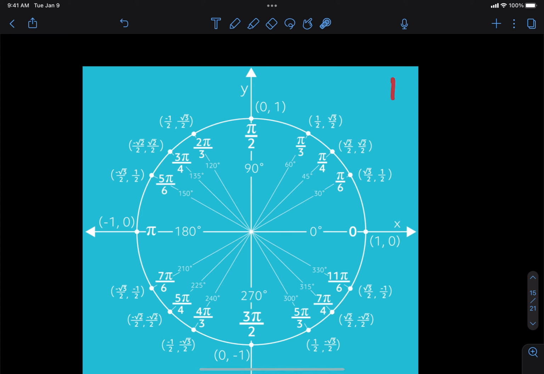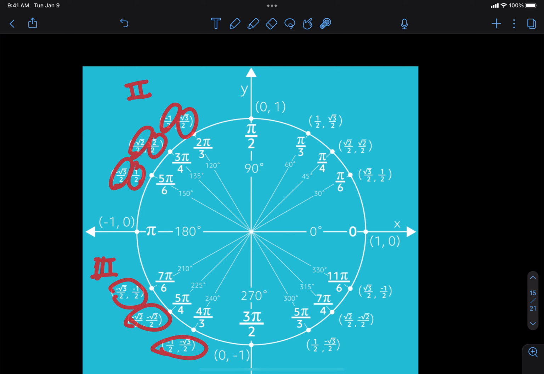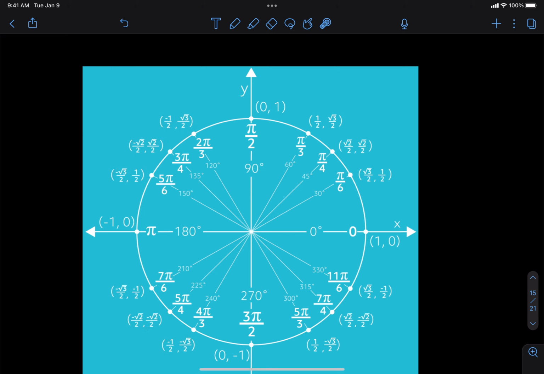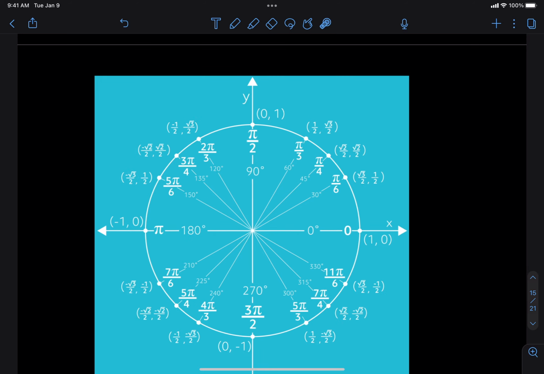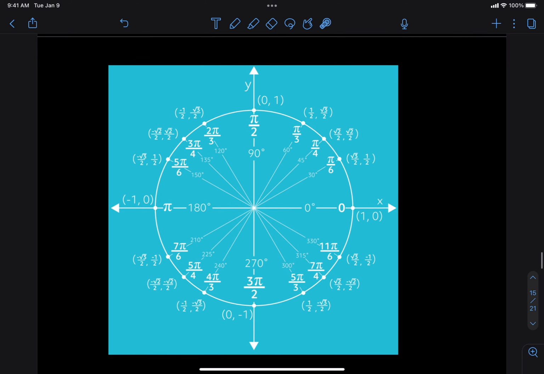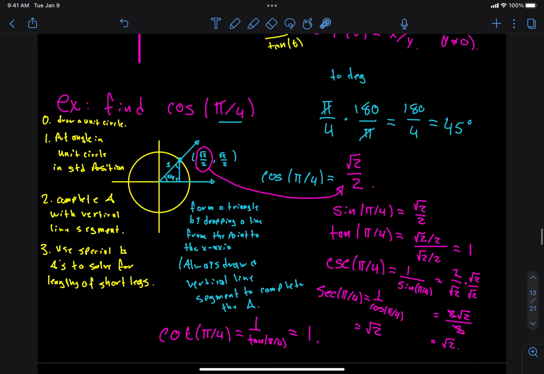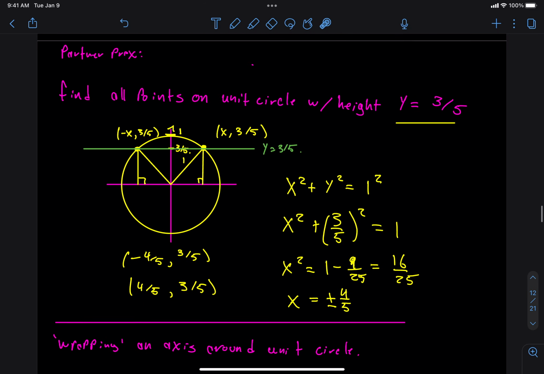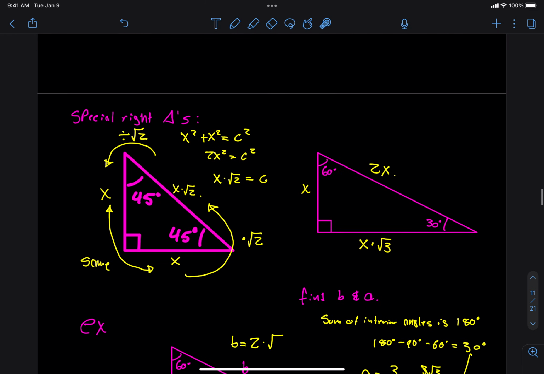If we're in the first quadrant, then all of them are going to be positive. What about if we're in the second quadrant? If we're in the second quadrant, all the y values will be positive, and the x values will be negative. If we're in the third quadrant, everything's going to be negative, right? So on and so forth. All right. So any questions on basic trigonometric functions before we move on to some more complicated things?